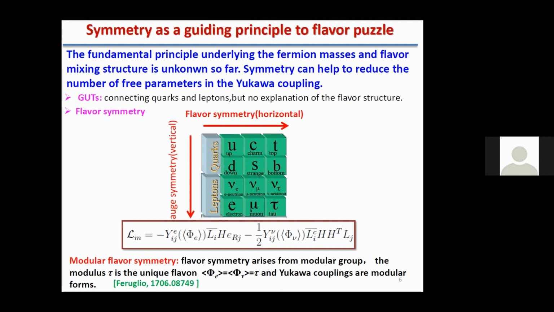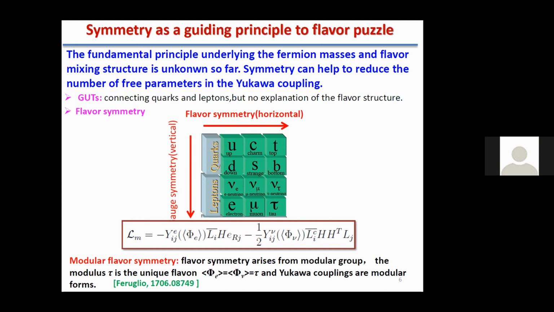So it can relate the quarks and leptons, but it has no explanation for the flavor structures, why the flavor mixing has the observed patterns. But it has already answered some things. It reduces the parameters for some of the simplest GUTs.